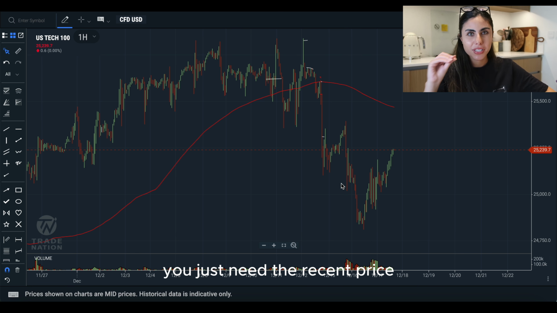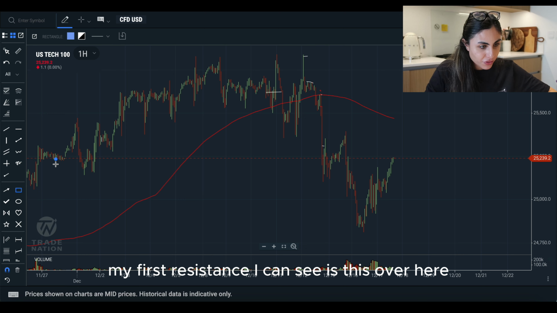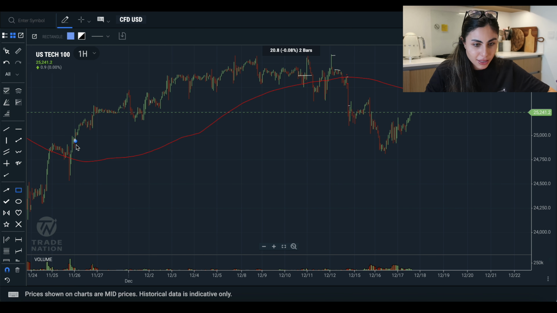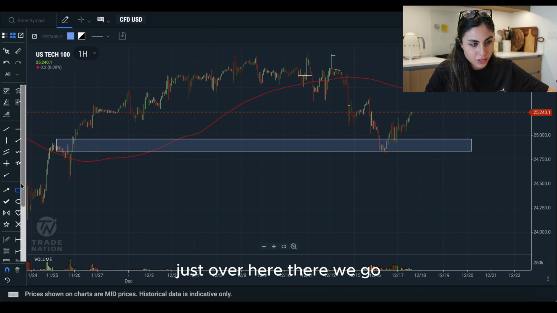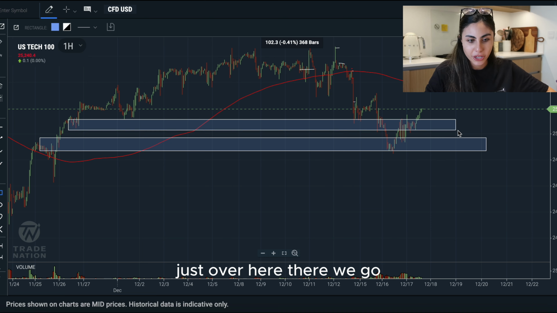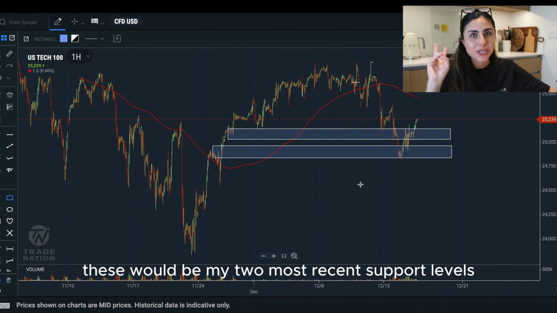You just need the recent price where price is reacting now. So price is over there, right? My first support I can see is this over here. And I can see another one where it has little lows just over here. There we go. So if I was to take this trade, these would be my 2 most recent support levels.